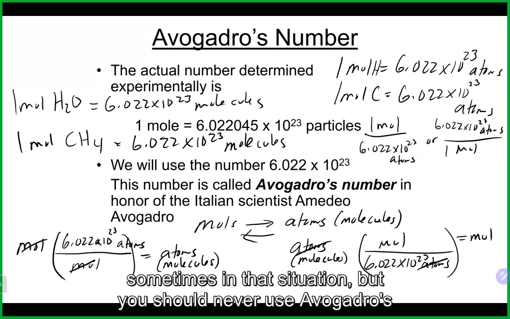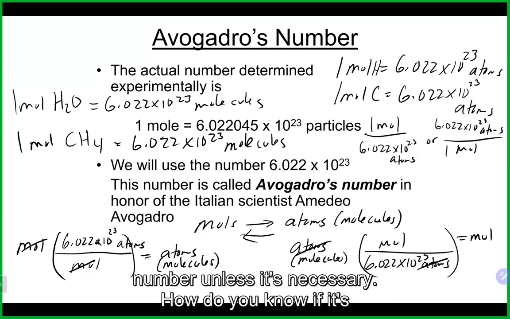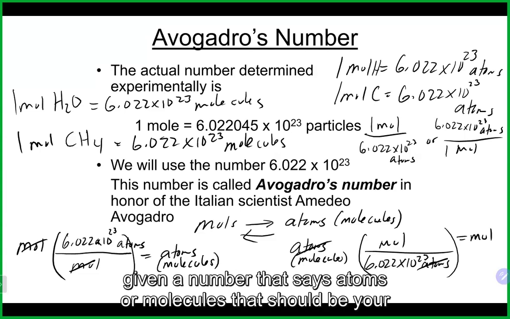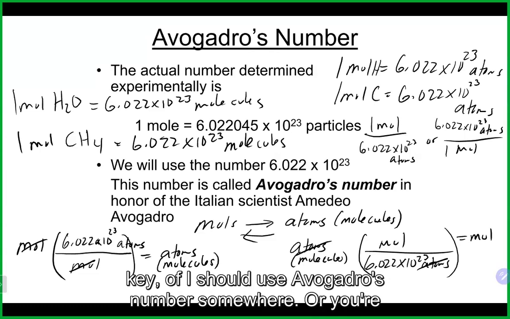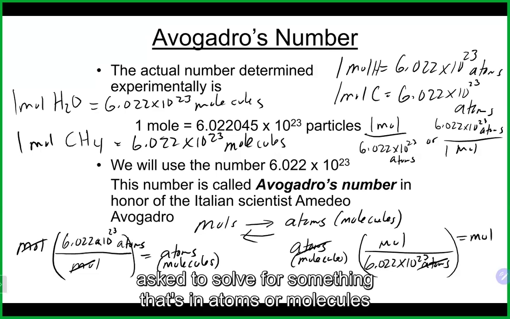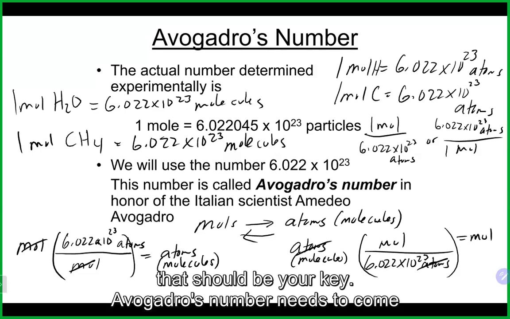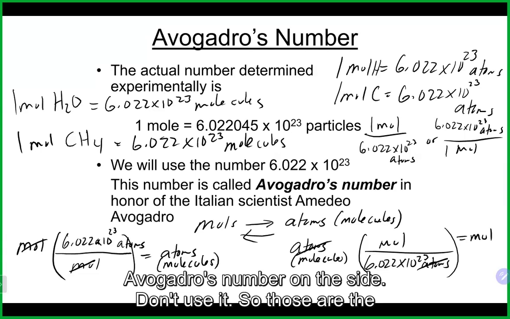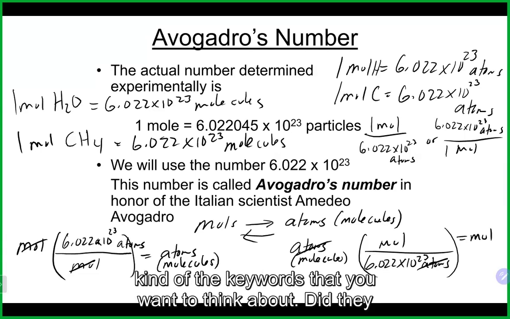But you should never use Avogadro's number unless it's necessary. How do you know if it's necessary? You want to look for keywords, like either you're given a number that says atoms or molecules. That should be your key of, I should use Avogadro's number somewhere. Or you're asked to solve for something that's in atoms or molecules. That should be your key. Avogadro's number needs to come into play somewhere. Doesn't mention any of that? Just leave Avogadro's number on the side. Don't use it. So those are the keywords that you want to think about.